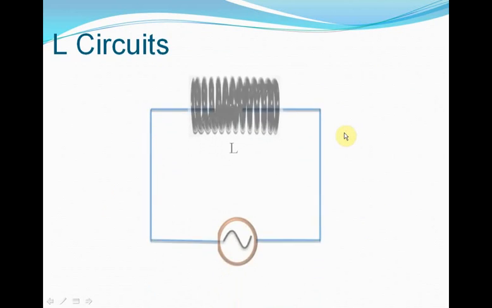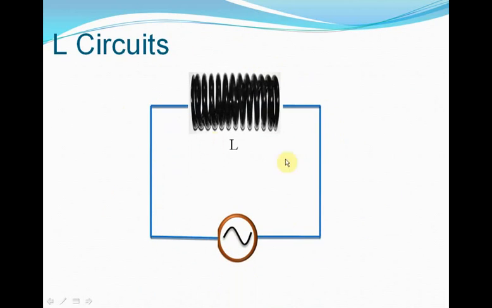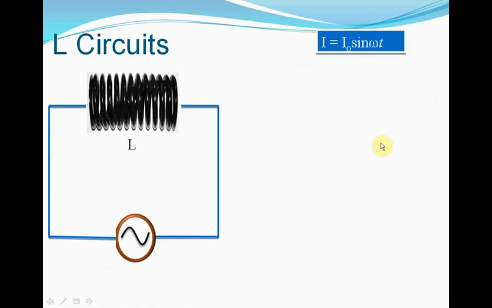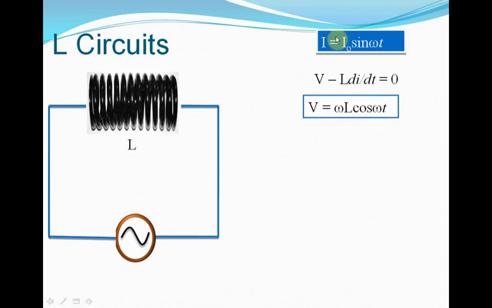Let's now move on to inductor circuits. Here's an inductor circuit on your screen. Again, I is I0 sin omega t. Applying Kirchhoff's law, we can say that V minus L di by dt is 0. We can substitute I here by I0 sin omega t, isn't it? And then differentiate that I to get di by dt.